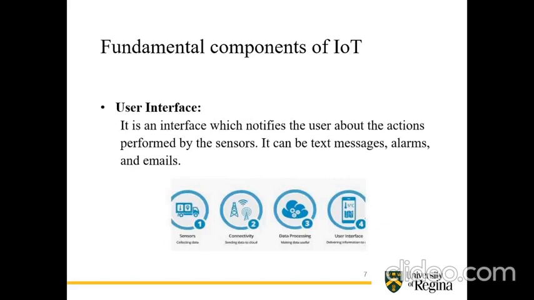Next one is user interface. It is the interface which notifies the user about the actions performed by the sensors. It can be text messages, alarms, or emails. Supposing we want to know the temperature of a room, so like we have working ACs, we set our temperature to a particular value. When that temperature is reached, then the AC automatically stops.